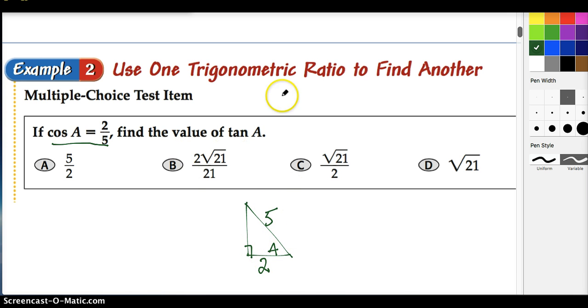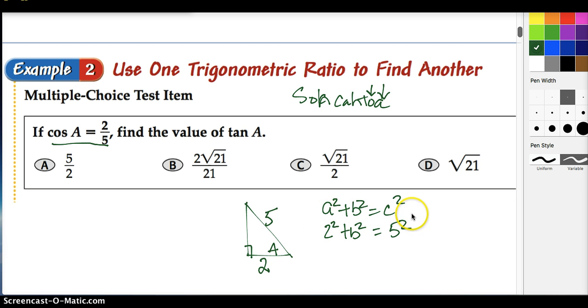To find the tangent, remember SOHCAHTOA. Remember, tangent requires us to know what the opposite and the adjacent are. We already have the adjacent, which is 2, but we need the opposite. How can we do that? Hopefully you're thinking Pythagorean theorem.